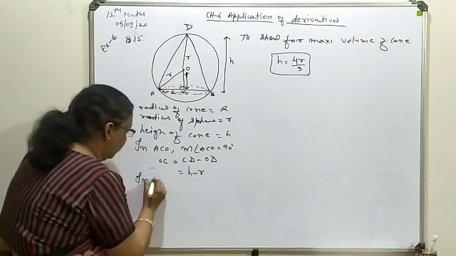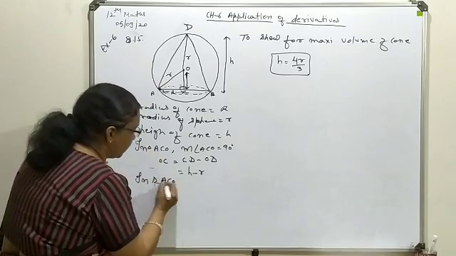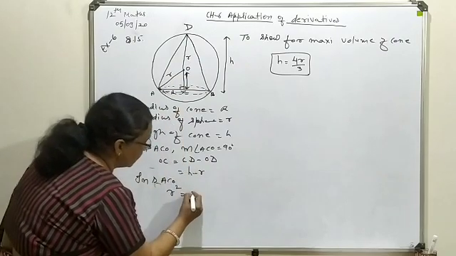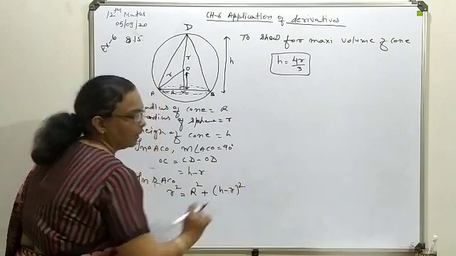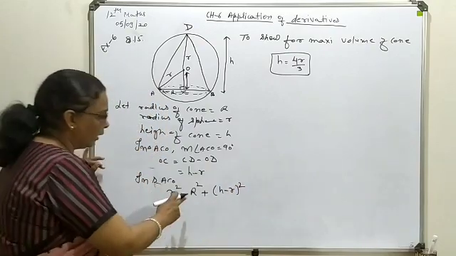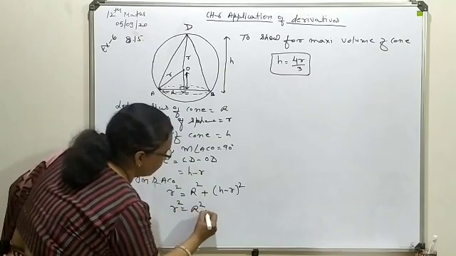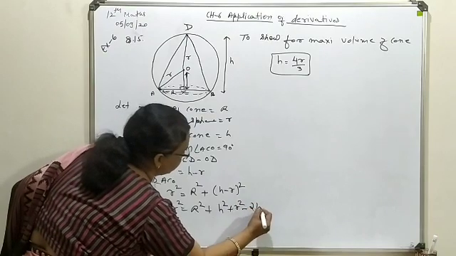Now again in triangle ACO, what can we write? R square is equal to capital R square plus (H minus R) whole square. Now from here make it square and solve. This is R square plus H square plus R square minus 2HR.